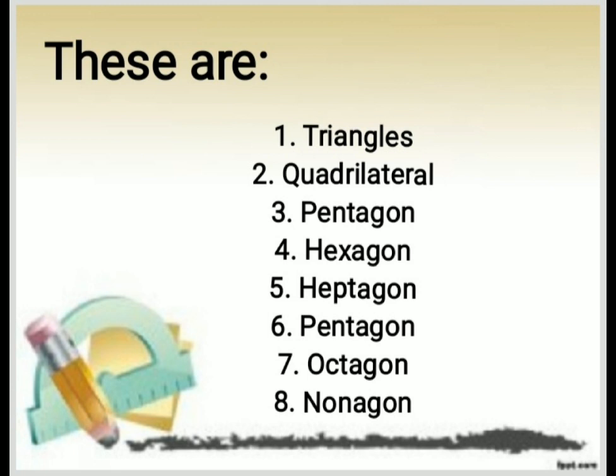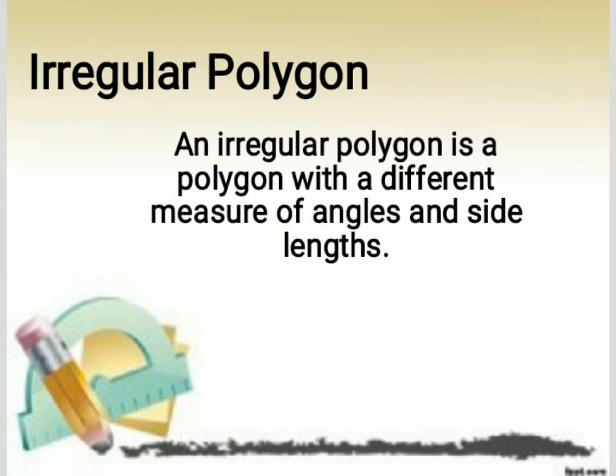Triangles consist of 3 sides. Quadrilateral has 4 sides. Pentagon has 5 sides. Hexagon has 6 sides. Heptagon has 7 sides. Octagon has 8 sides. Nonagon has 9 sides. The other type of polygon is the irregular polygon. An irregular polygon is a polygon with different measures of angles and side lengths.